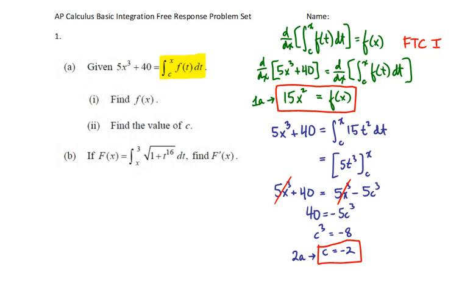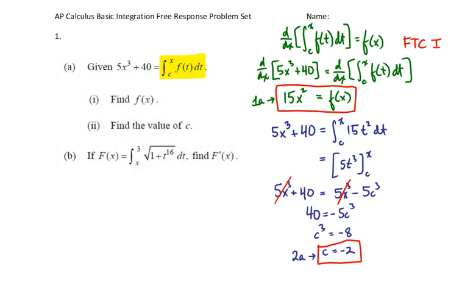Okay, now we're ready to look at part B. If capital F of x is equal to the integral from x to 3 of square root of 1 plus t to the 16th dt, find F prime of x. Again, this is bringing us back to the fundamental theorem of calculus, part 1, with a slight twist.